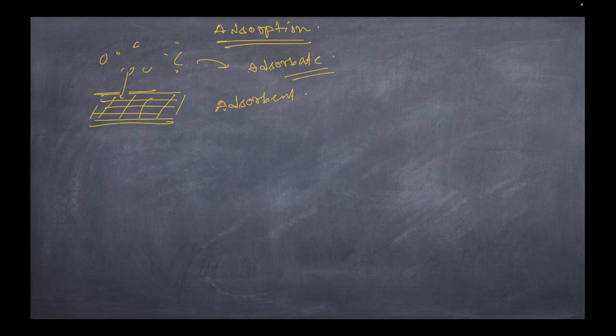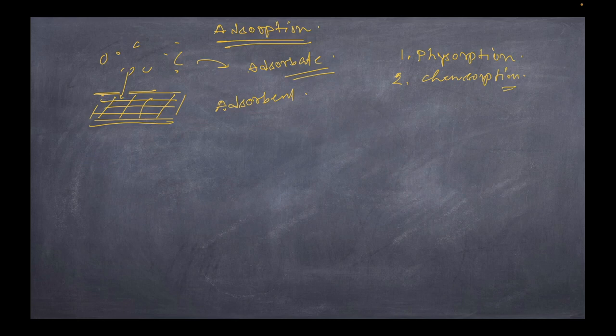Now there are different models for adsorption, like the Langmuir adsorption isotherm model, the Freundlich adsorption isotherm model, and the BET isotherm model. Let's first discuss the Langmuir adsorption model. Before that, adsorption can actually be of two types: one is physical adsorption, and another one is chemical adsorption. What does this mean?